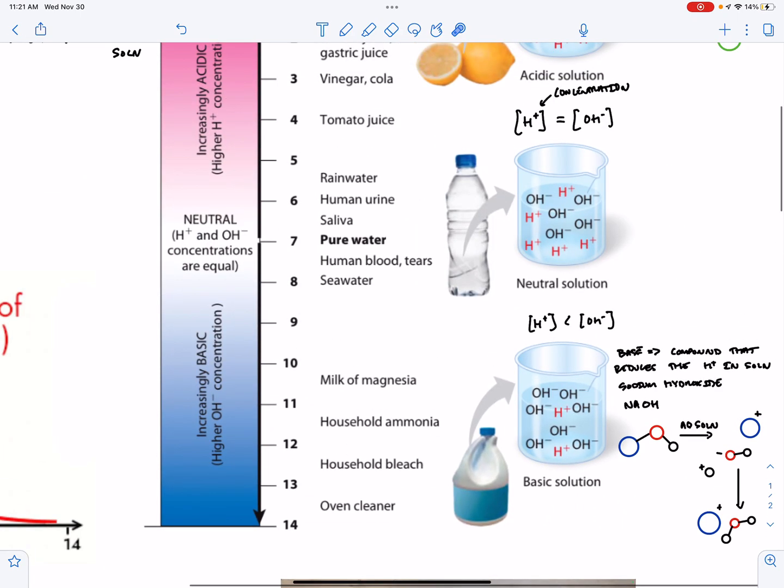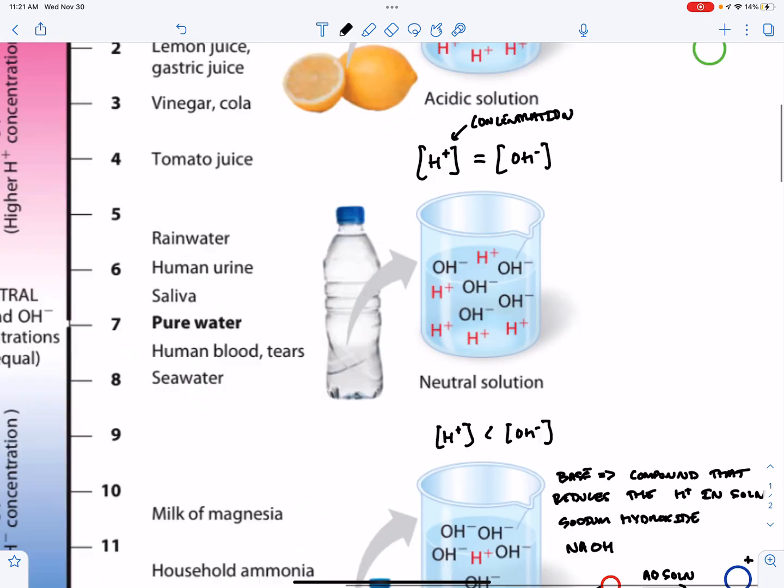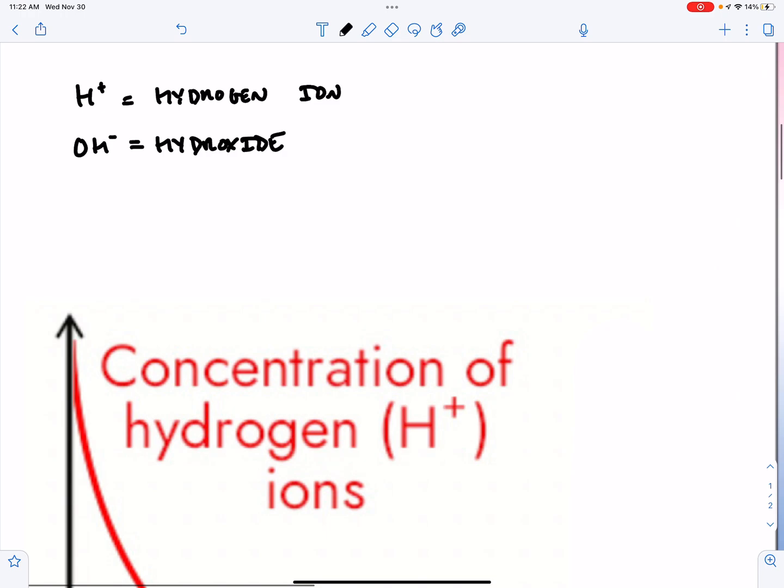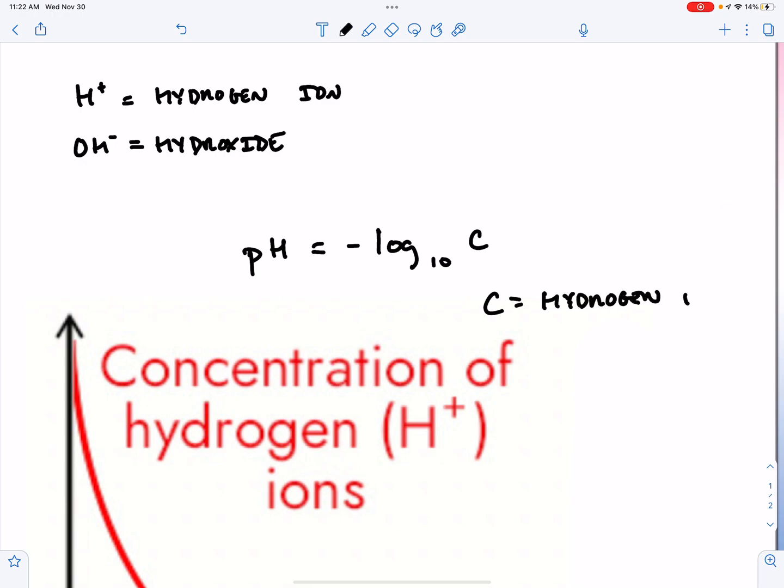Okay, so what is pH actually? pH is equal to the negative log base 10 of C, where C is equal to the hydrogen ion concentration in moles per liter.